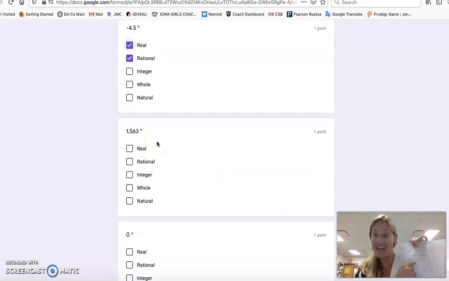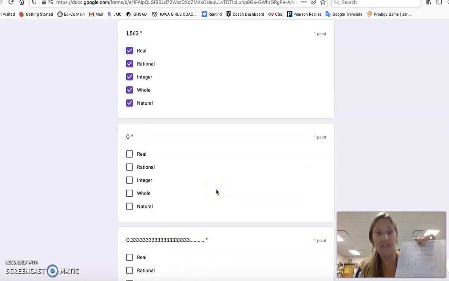1,563. Can you count to 1,563? Yes. Do you want to? Probably not. But yes, you can. It is a natural number. So that number would go here. If it's natural, like we talked about with 4, it's also in the whole number box. It's also in the integer box. It's also in the rational box. And of course, it's a real number.